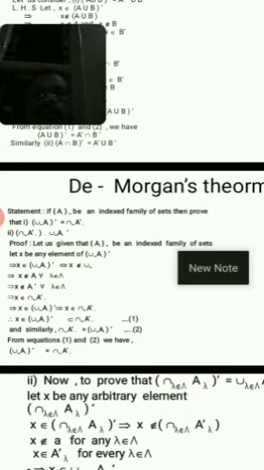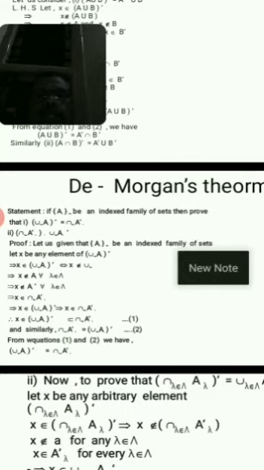So we have come to the proof. Let the given set A be an indexed family of sets. Already in the second session you learned the definition of indexed family, indexed sets. So we use their applications in the De Morgan's theorem proof. Okay. Let x be any element of the complement of the union of A. It implies that x belongs to the complement of the union of A if and only if x does not belong to the union of A.